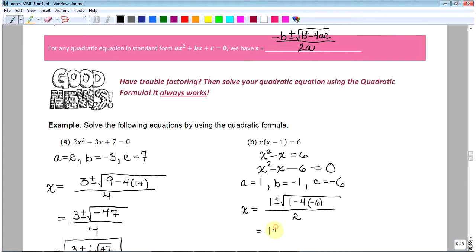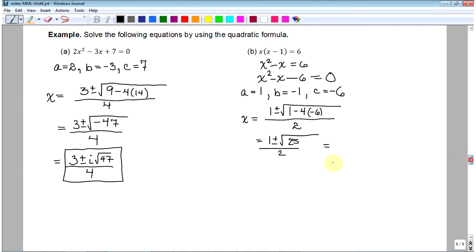So now we just need to simplify what's under our radical, and it looks like we'll have a 1 plus 24, which is 25, all of this still divided by 2. Okay, the square root of 25 is 5, so I have 1 plus or minus 5 over 2. So I have two answers that I can simplify. One will be 1 plus 5 divided by 2, and the other is 1 minus 5 divided by 2.